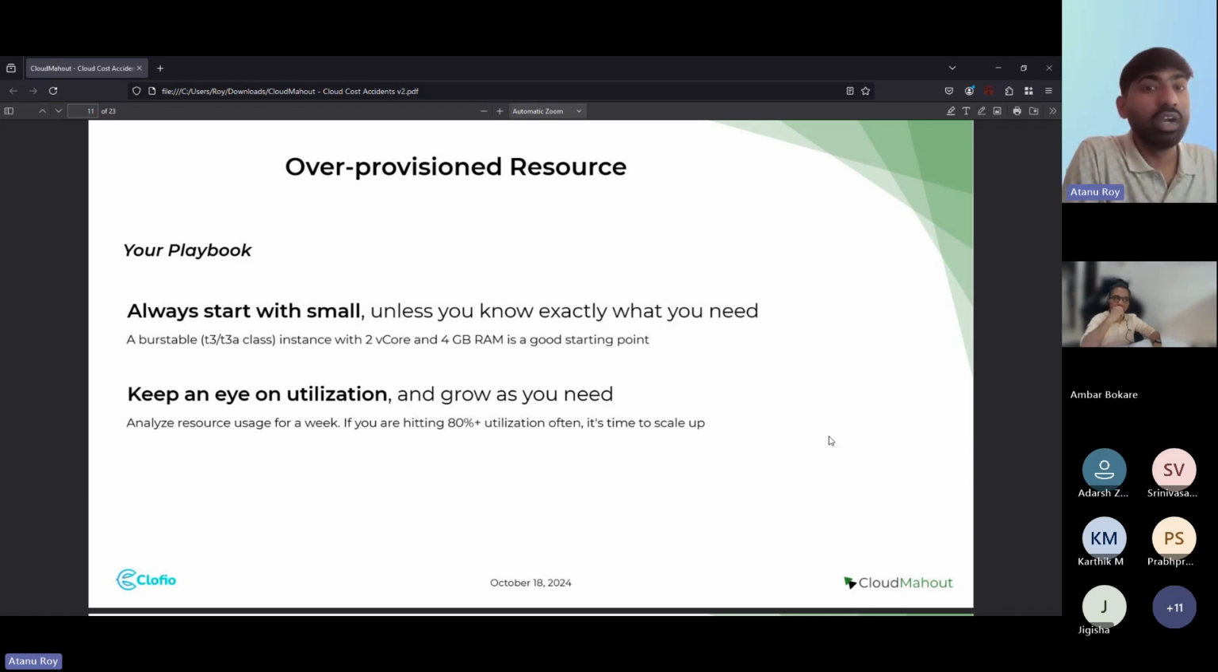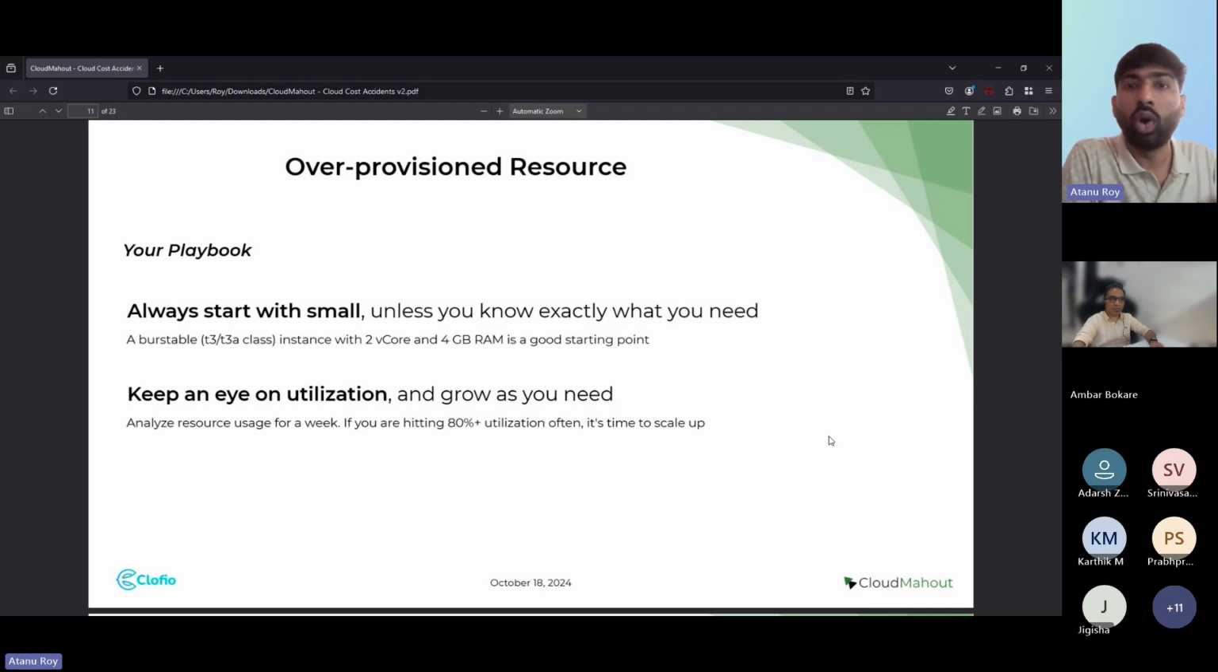Now, once you have started with that, the approach is to look at your infrastructure. Keep an eye on your resource spend and your utilization of your resources, and whenever you are consuming 80% of your resources continuously, that's the time to scale, right? And that is the way you are going to figure out the right size of your infrastructure. This is typically called the right sizing exercise, right?